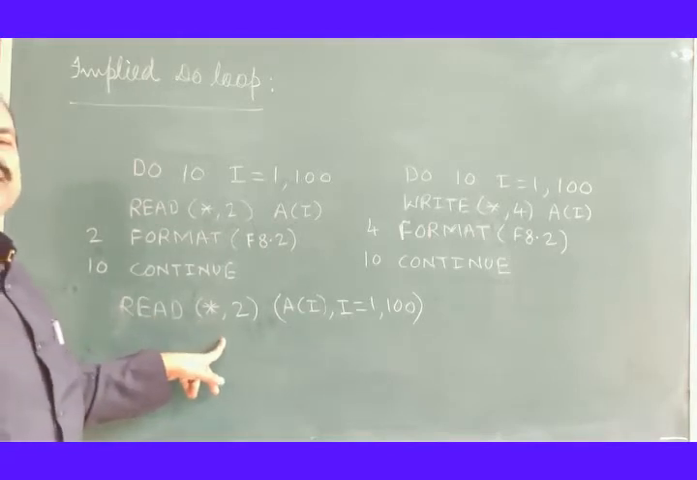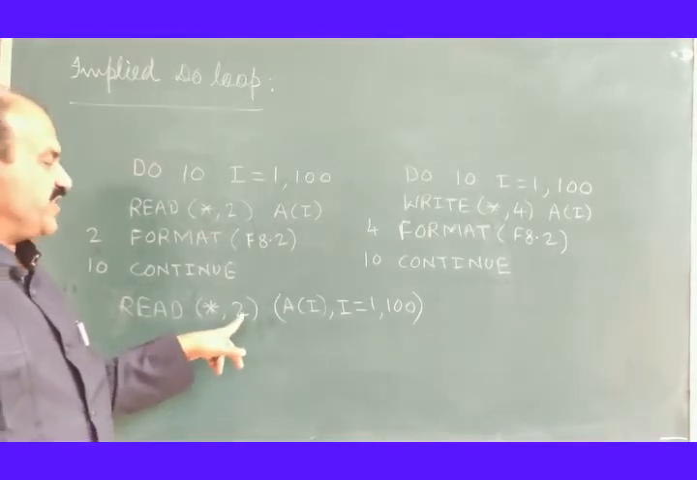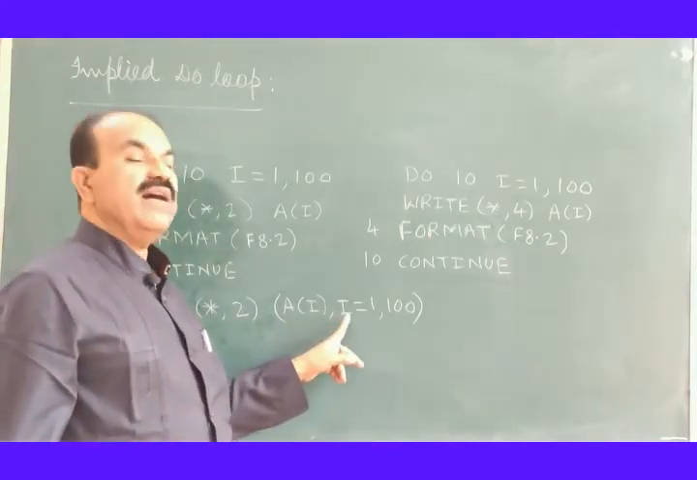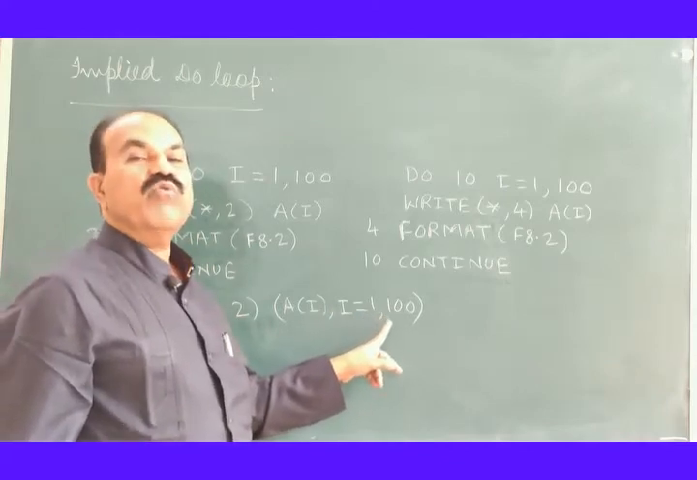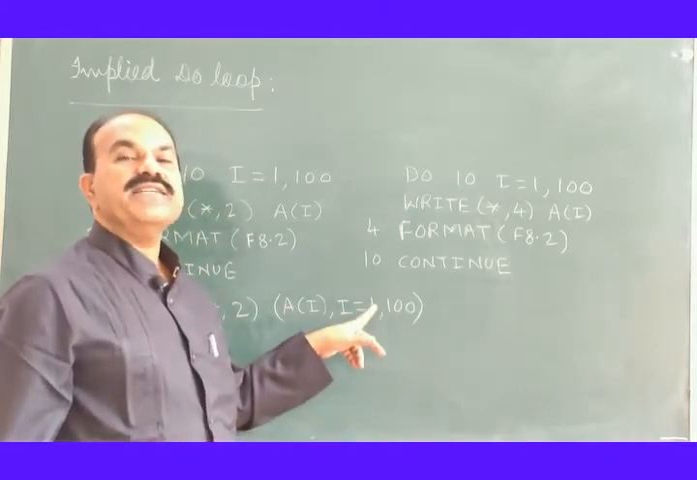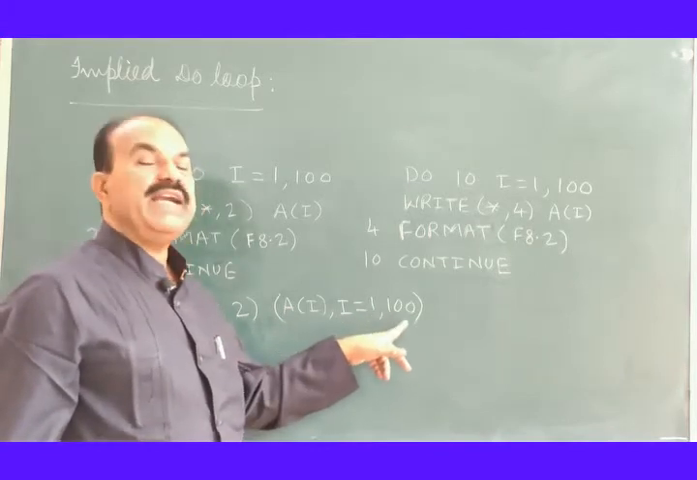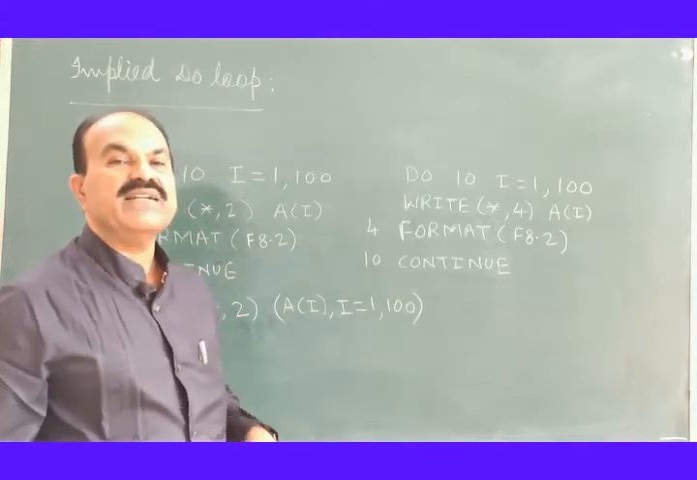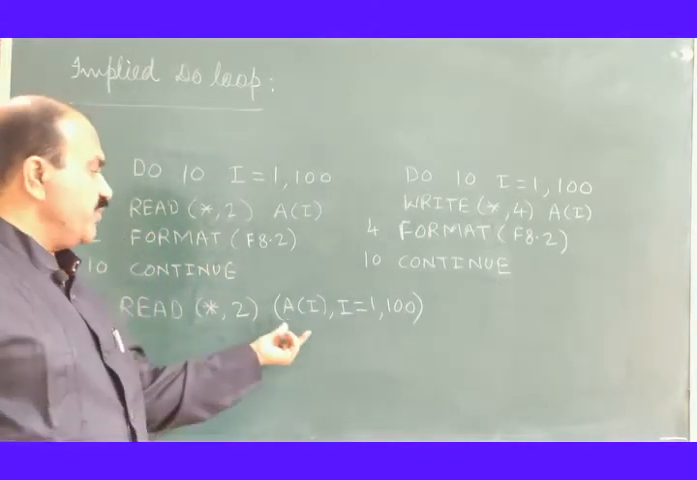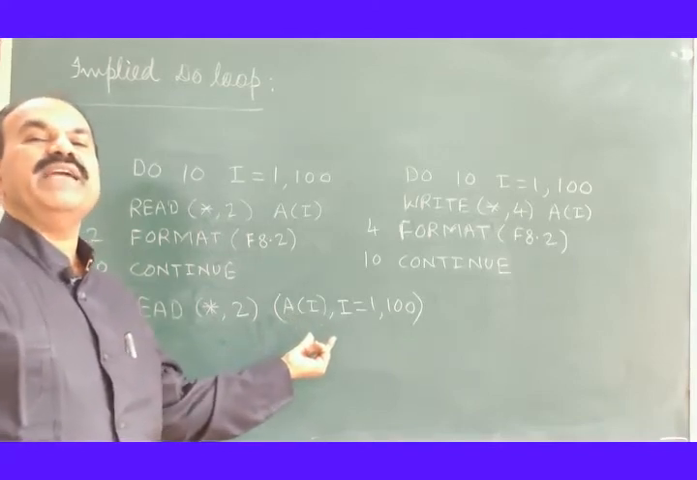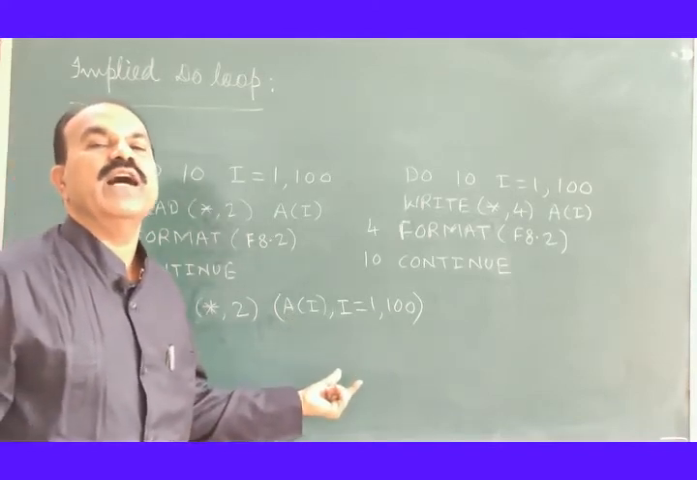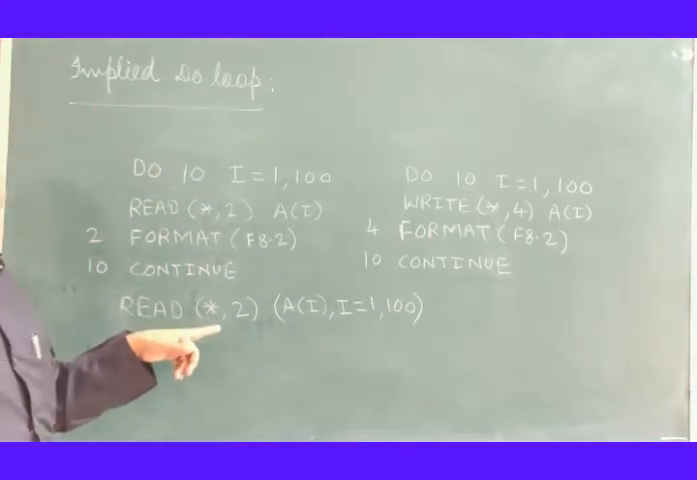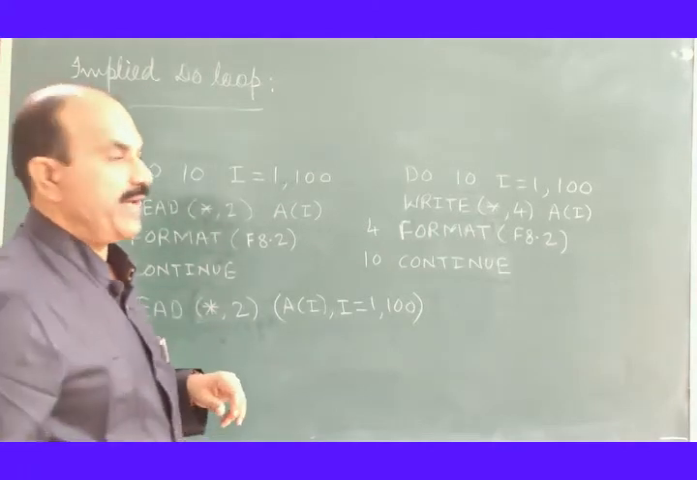Read asterisk for the default input device, to the format of reading: A of I comma I is equal to 1 to 100. 1 is the initial value of running variable I, 100 is the final value of running variable I, and the increment is not shown, omitted, so it will be 1. And so 100 values of A(I) will be read: A1, A2, A3, A4, A5 up to A100. So this is the implied do loop for reading an array.